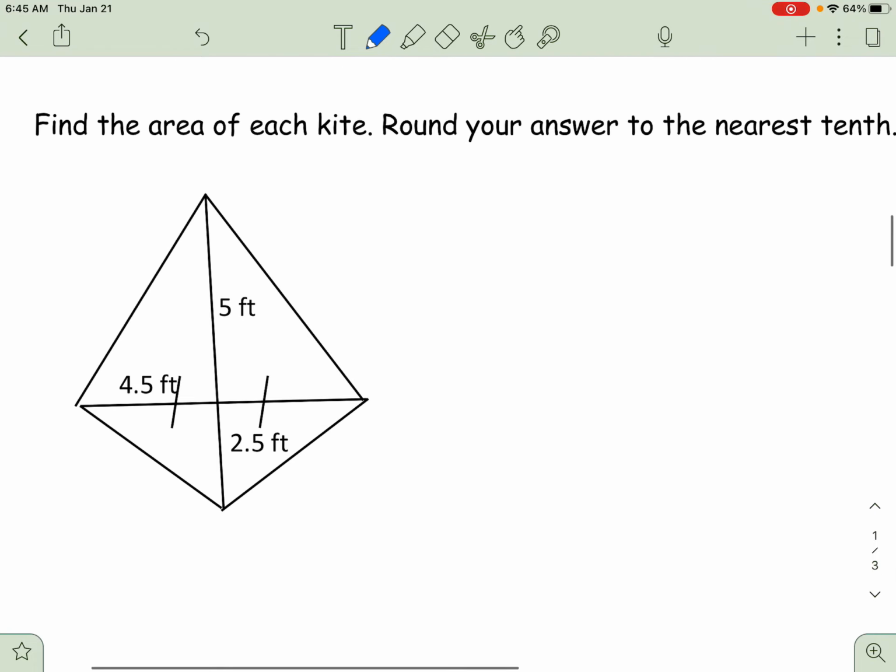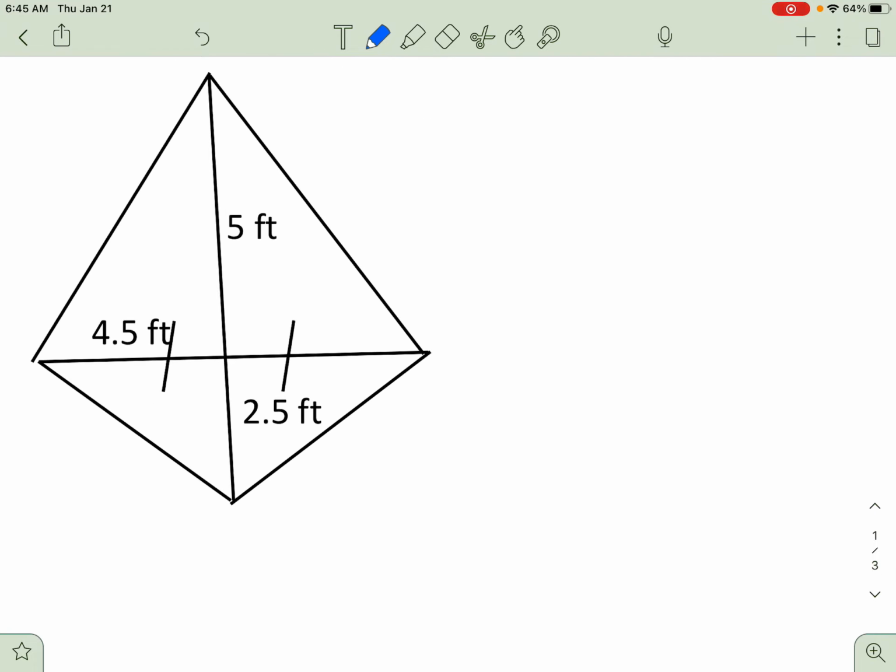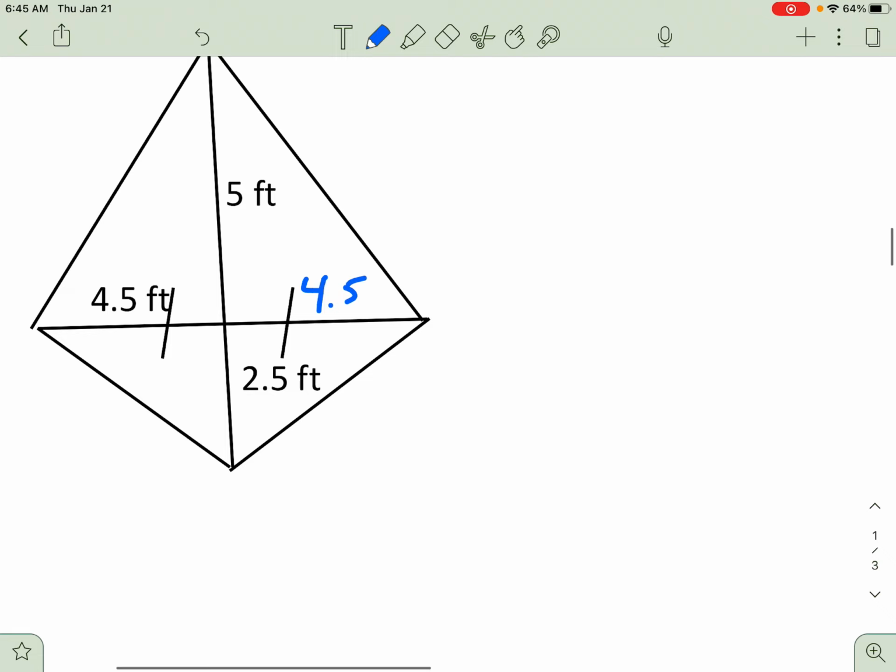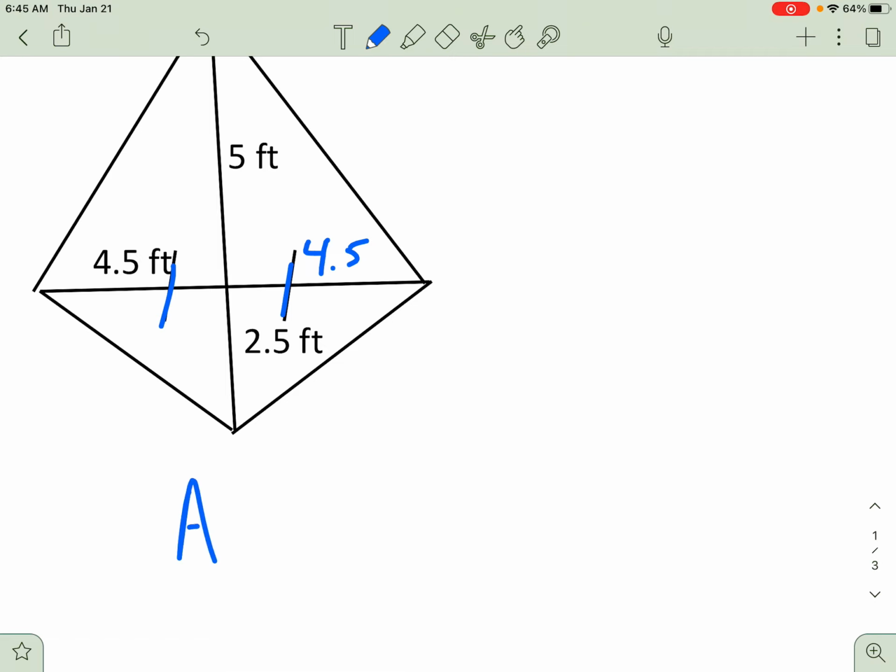All right, find the area of each kite. Round your answer to the nearest tenth. So 4.5, 4.5, this is 2.5 right here. This is 5. Since we know that these two pieces are congruent, that's how we knew that both of these were 4.5.